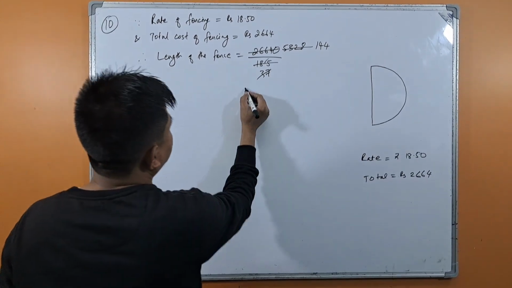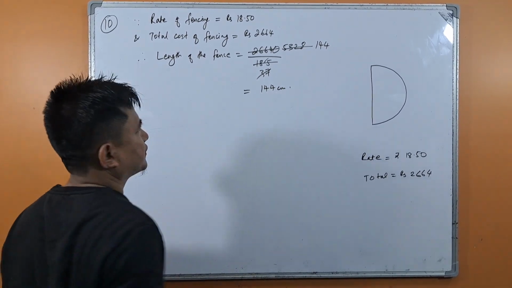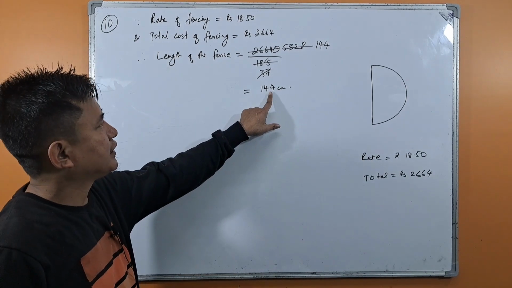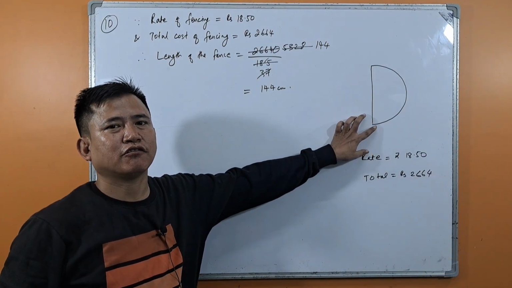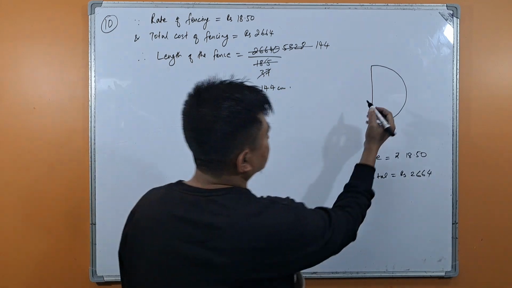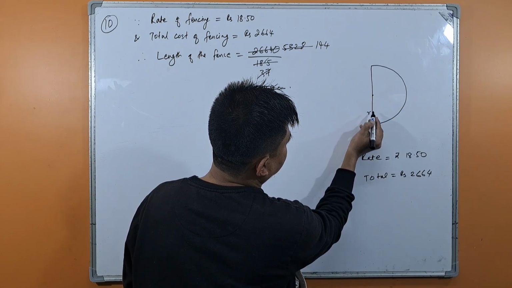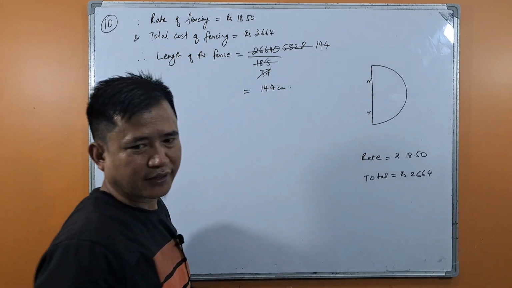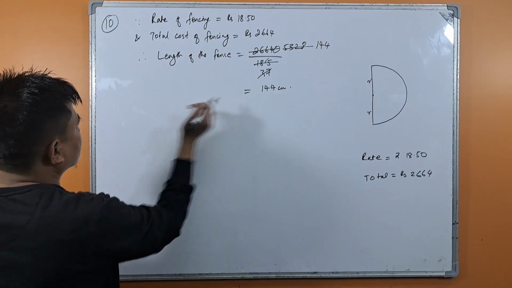So we got the length of the fence equal to 144 centimeter. Now, this length of the fence is actually the perimeter of the semicircular field, isn't it? Suppose this is the center, then this is one radius and this is another radius, so this is the diameter. So we have the perimeter of the semicircular field.